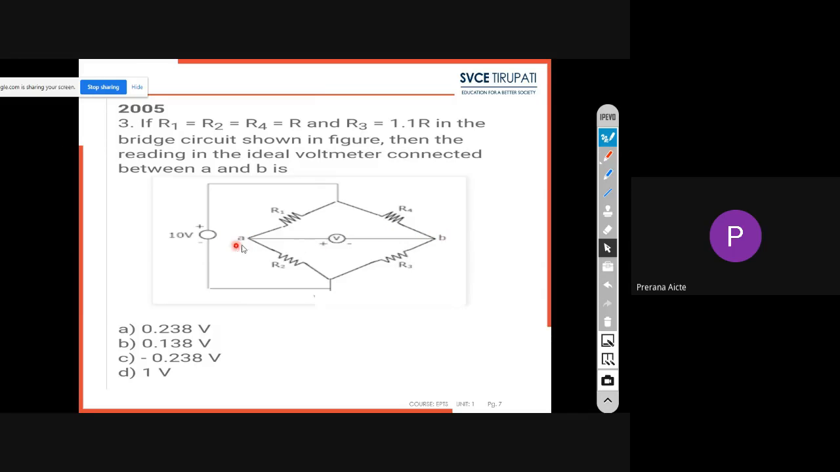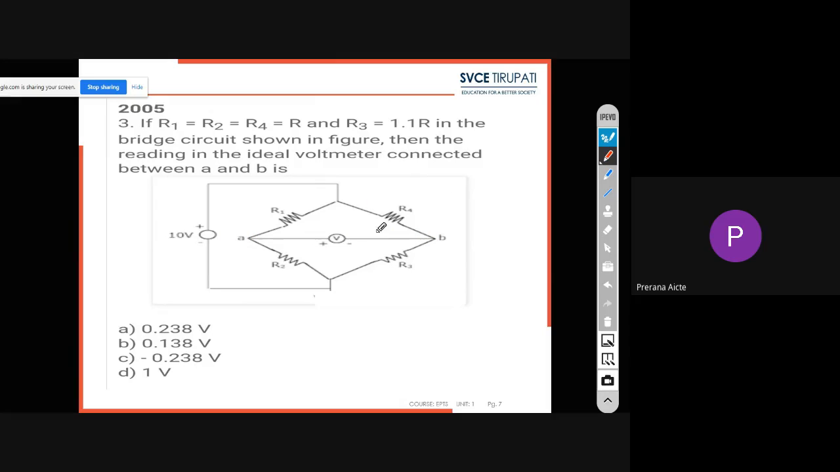What is the voltage between the A and B points? Let us take this as VA and this as VB. Let us assume 10 volts is supplied and the current is I. So this I will be divided into two currents, let us assume I1 and I2. Can anyone tell me what is the current through R2? What is the relation between R1 and R2?